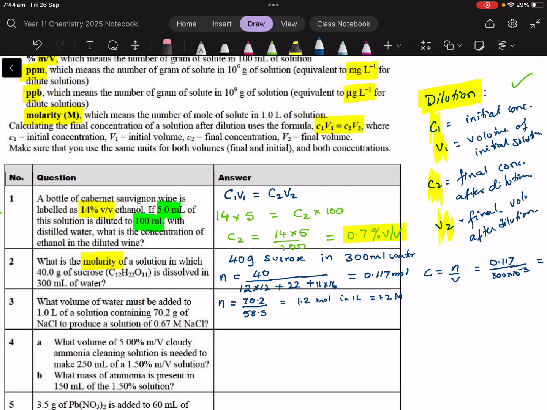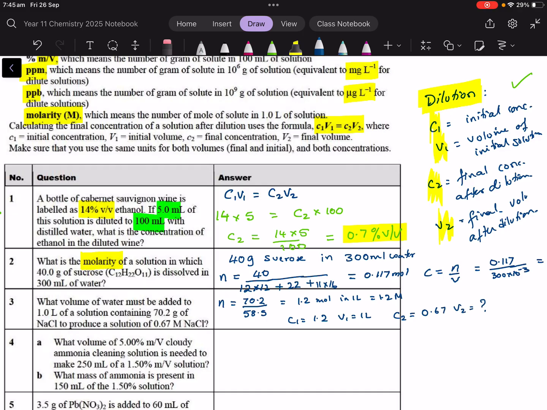Now I know C1 and I know V1. Yeah, I've got 1 liter. So I'm going to say C1 is 1.2, V1 is 1 liter. I want to find out C2. C2, I've been asked to prepare a solution of 0.67. I need to find V2.